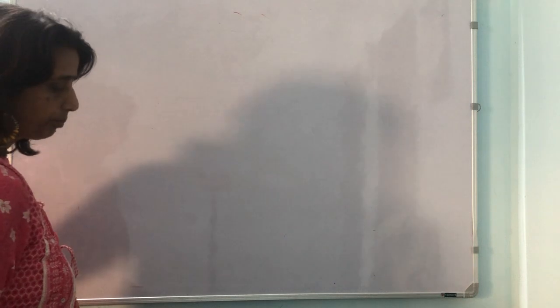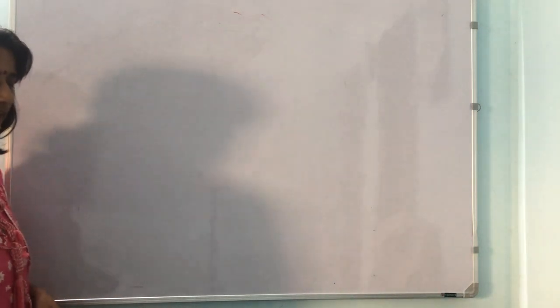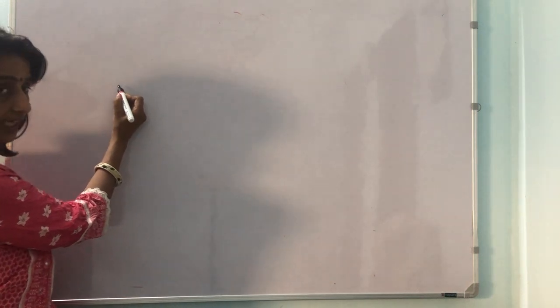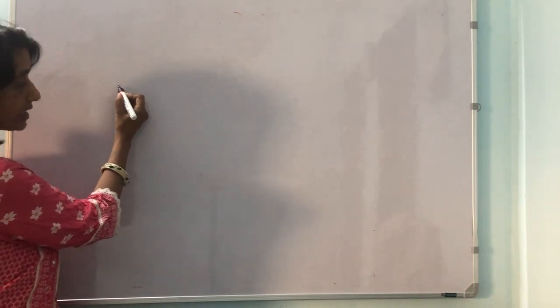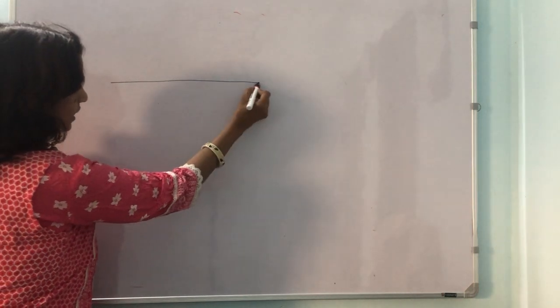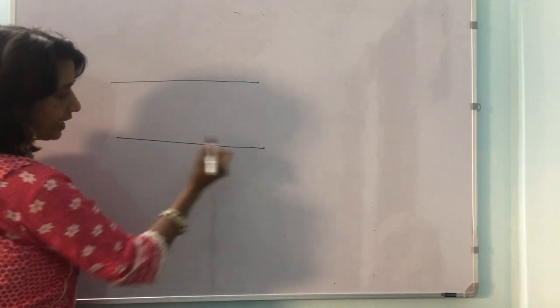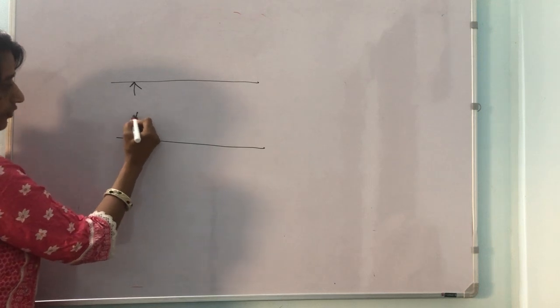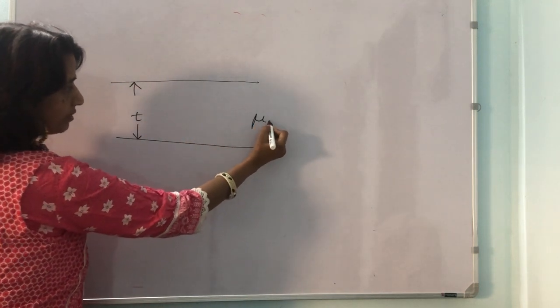Hello students, today we will derive an expression for path difference in thin films due to transmitted light. So let us begin first with the diagram. Now this is the case of thin film in transmitted light. So let us take a thin film of thickness T, refractive index mu.